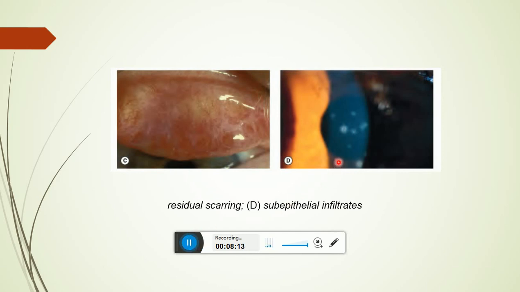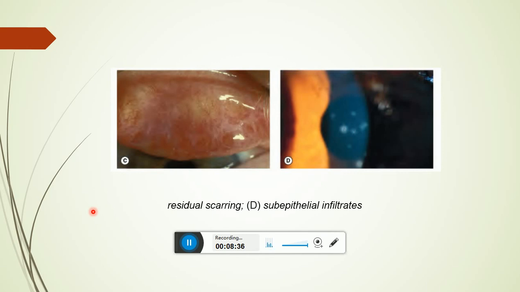Here you can see focal white subepithelial anterior stromal infiltrates. They develop beneath the fading epithelial lesions as an immune response to the virus. They may persist, they may recur over months or years. There may be small pseudodendritic epithelial formations.